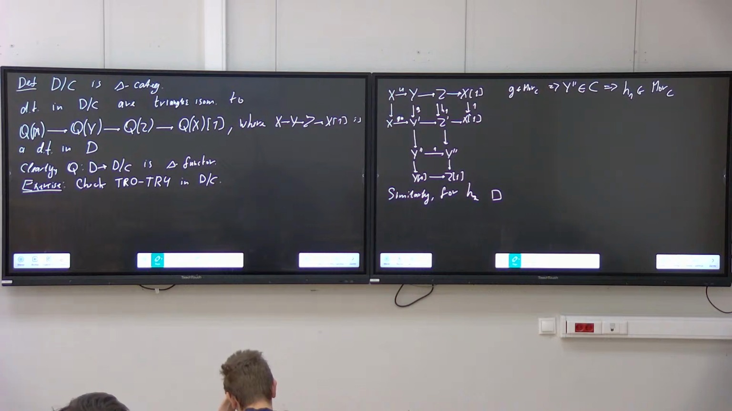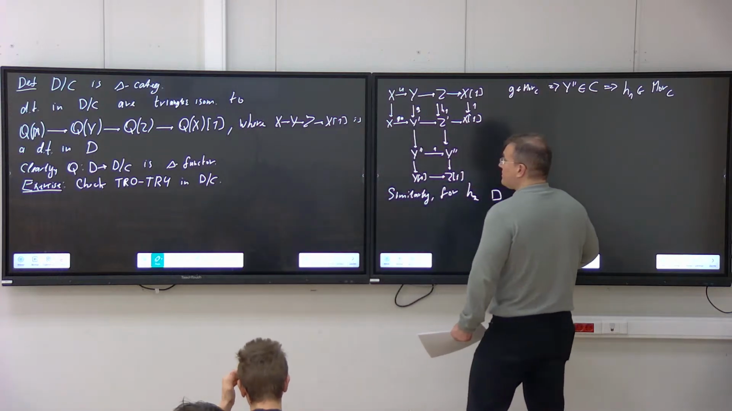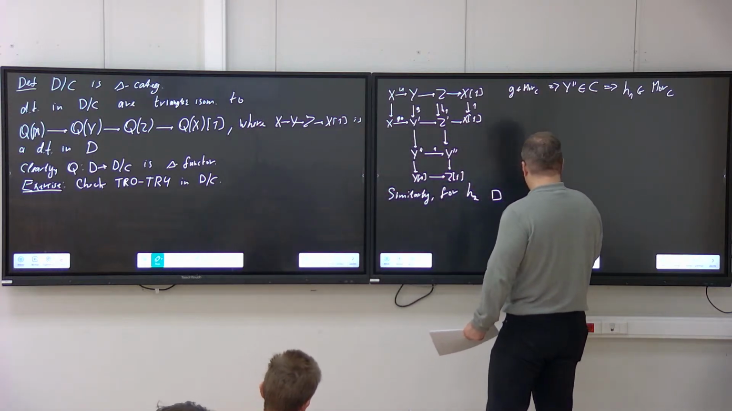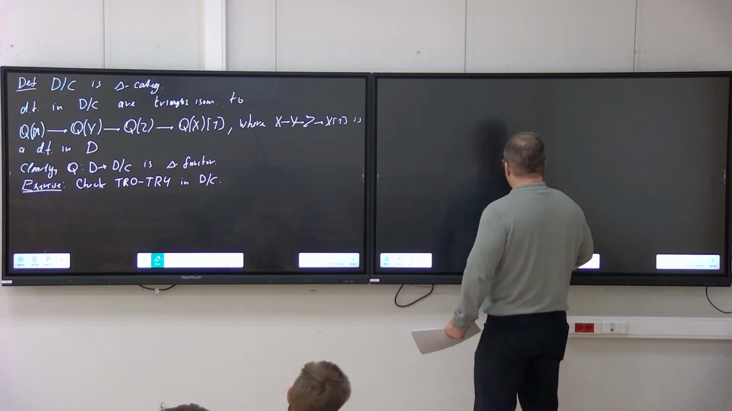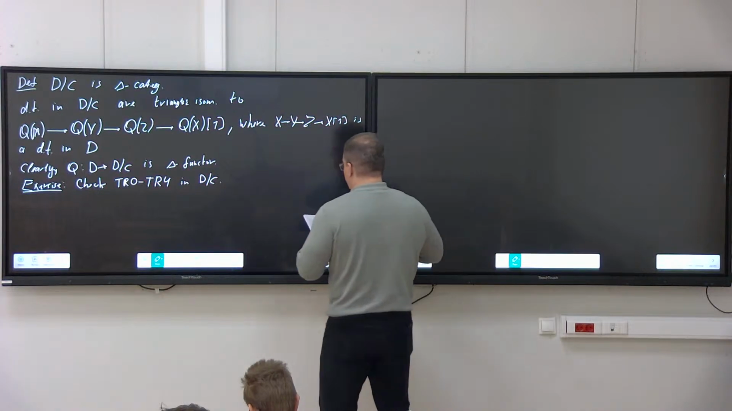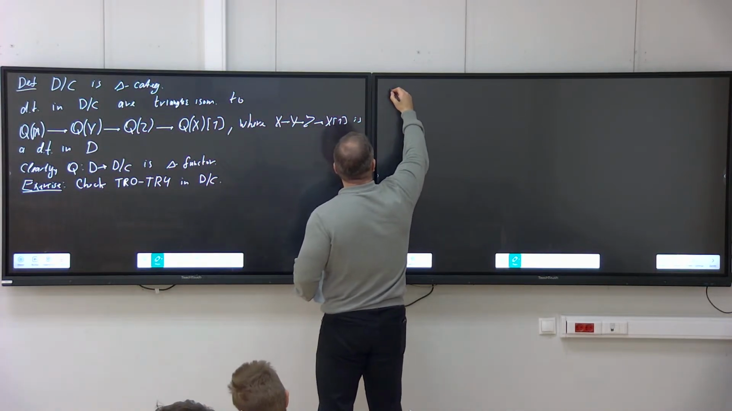Okay. So that's all I want to say about the quotients. And maybe before I go to the next chapter, I say some simple things. Probably you already know this, but maybe to fix notation about the homotopy category. So let's say homotopy and derived category.